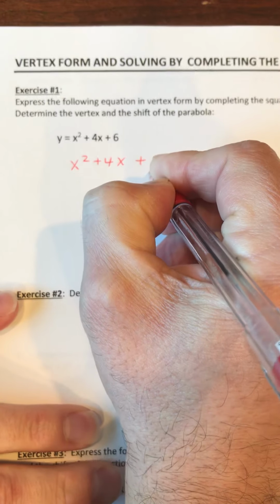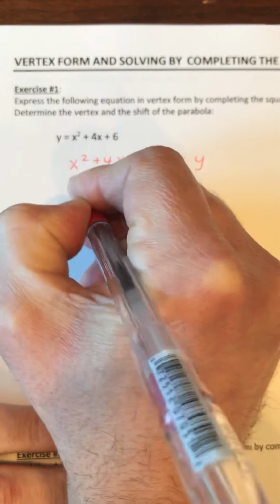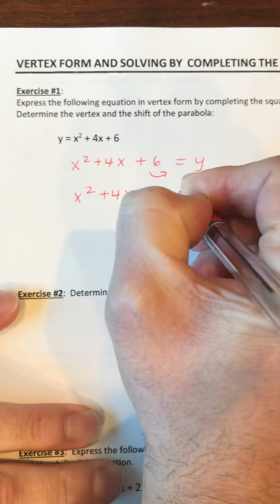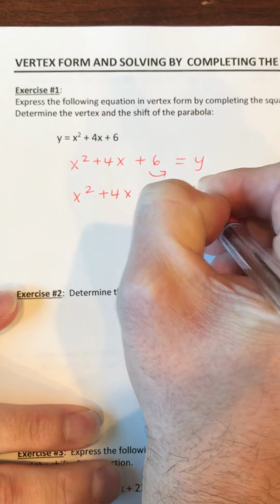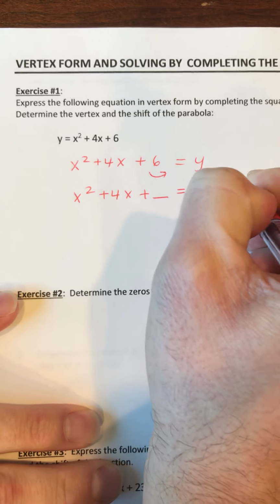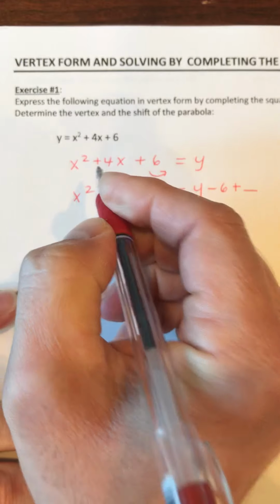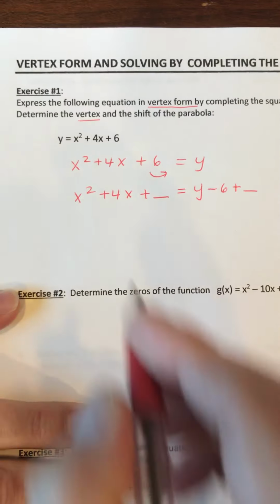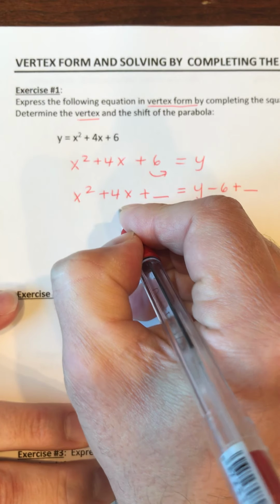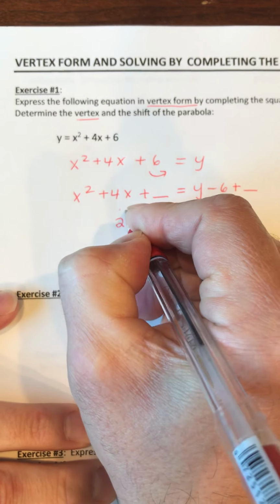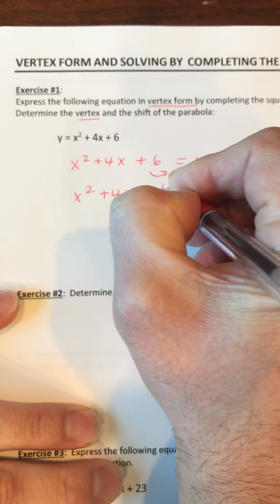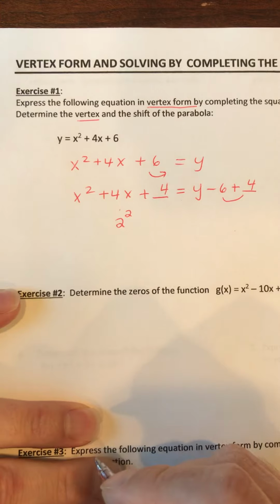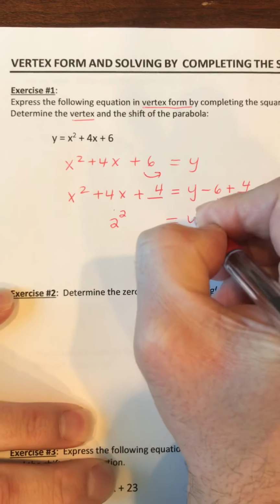Remember, we need to bring the constant to the other side. So we're going to have x squared plus 4x plus the number equals y minus 6 plus the number. We want to put this in vertex form and find the vertex. Remember, we do half of this term, half of 4, is 2. 2 squared is 4. On this side we're going to combine the negative 6 and the 4, and that's going to be negative 2.